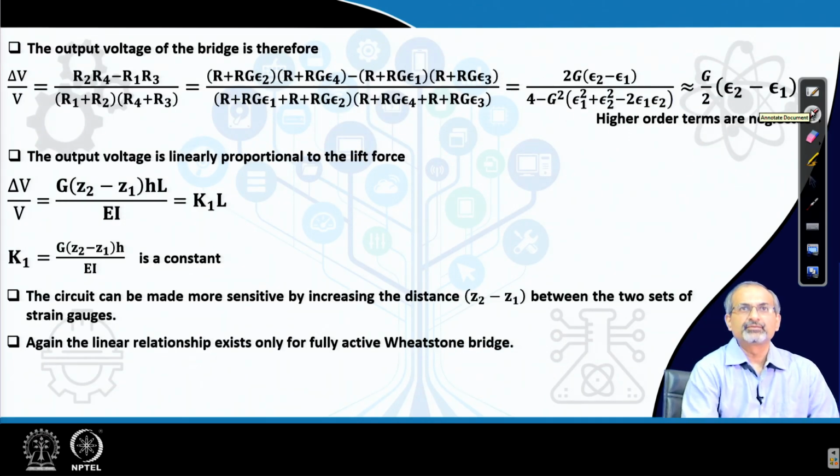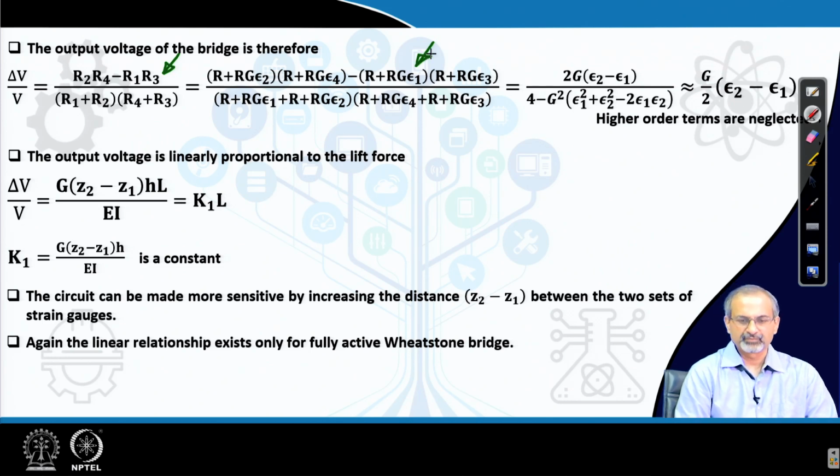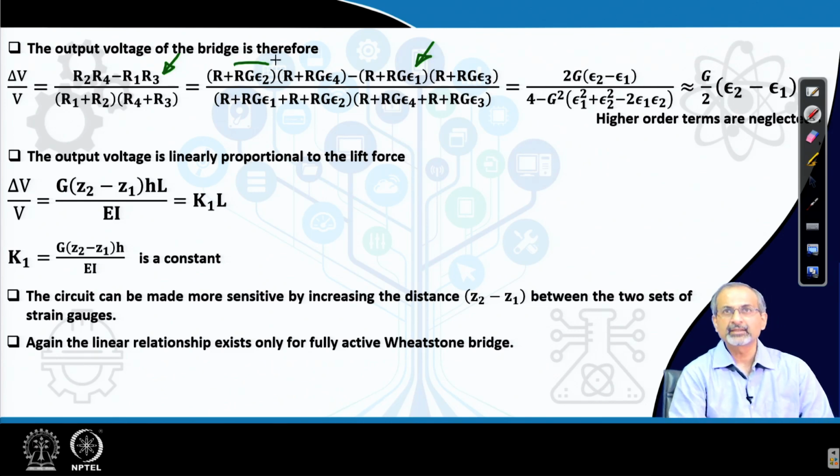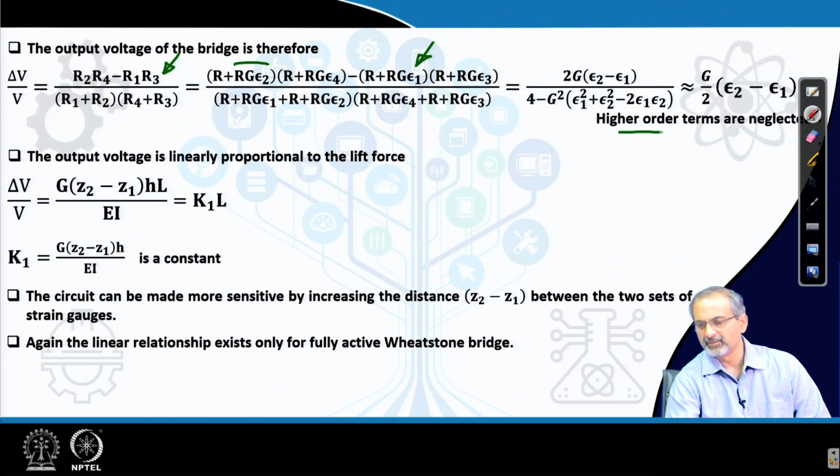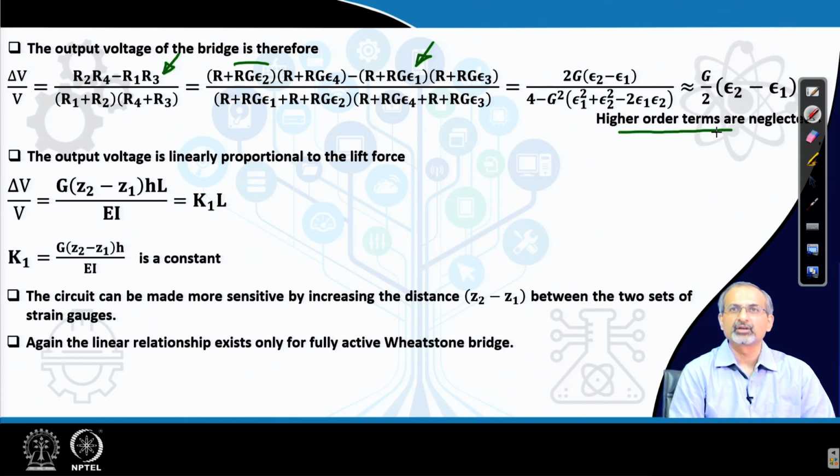Now, a little bit of substitution. The output voltage of the bridge, the standard formula is known to us. We now have to substitute each one of those resistances in terms of the strain effect, and then do some simplifications based on neglecting higher order terms, etc., which we already talked about, and this is the approximate expression at the end that we get.